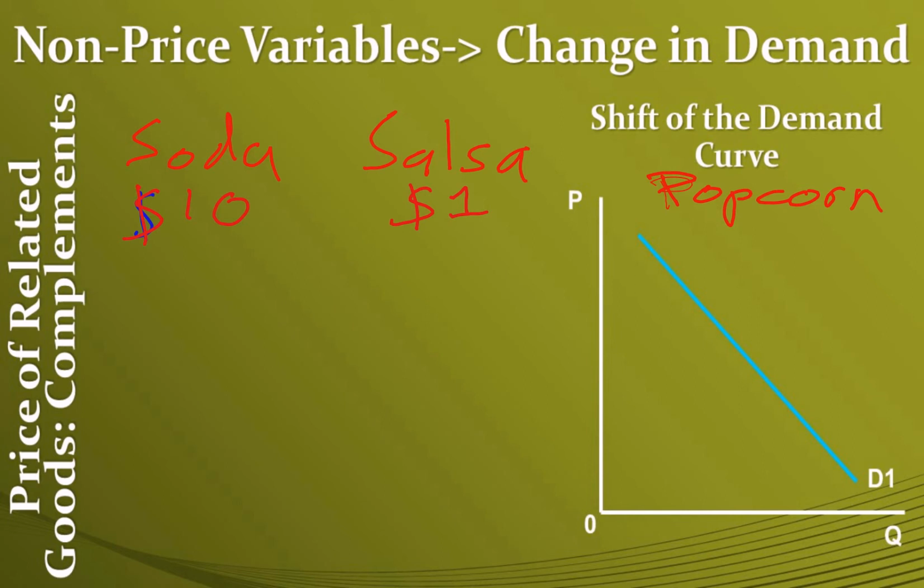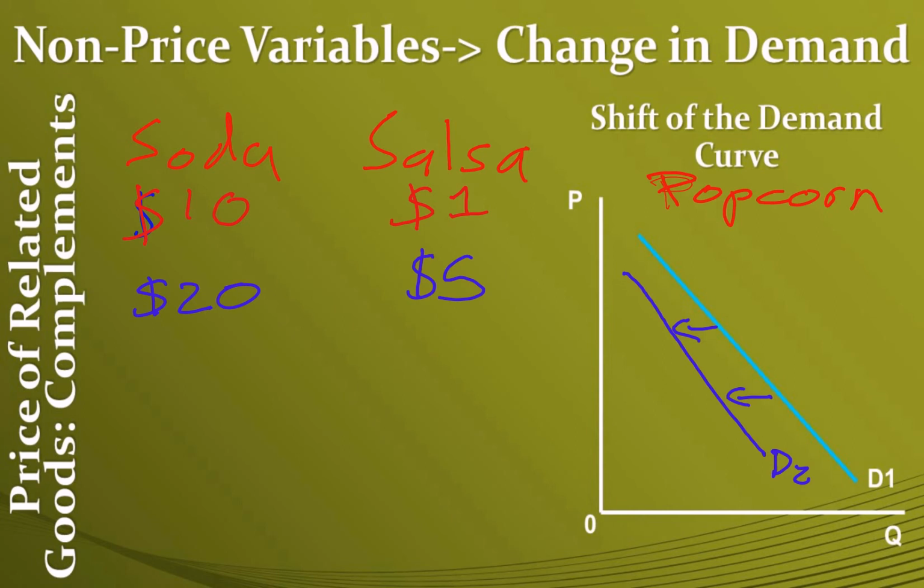Let's say that the price of soda increases and now the price is 20 pesos. The demand for popcorn will drop, will decrease. In the same logic, let's say that salsa bags were not to cost 1 peso each, but were to cost 5 pesos each. The same would happen. The demand for popcorn would decrease. Why would that happen? Remember, because of the substitute effect and because of the income effect.